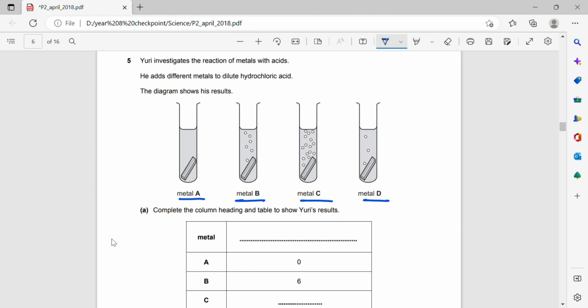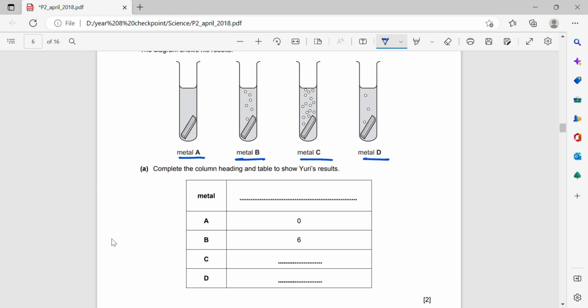Regarding the metals, it's written the title here, the metal. Here we have A 0, B 6. What's number 6? Number 6 actually here is the number of bubbles. 1, 2, 3, 4, 5, and 6. So this is the number of bubbles. For metal C, how many bubbles do we have? 1, 2, 3, 4, 5, 6, 7, 8, 9, 10, 11, 12, 13, 14, 15. We have 15. For D, we have 1, 2, and 3 only.